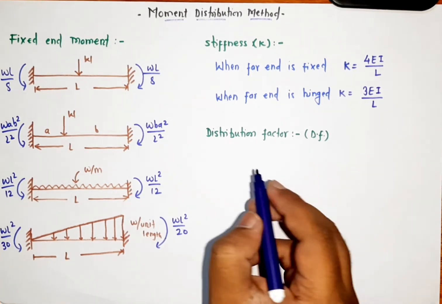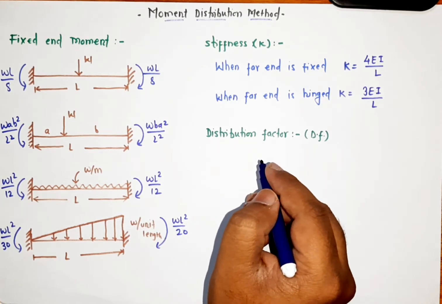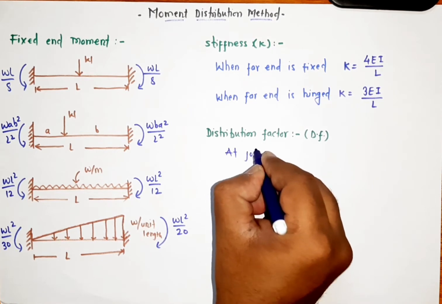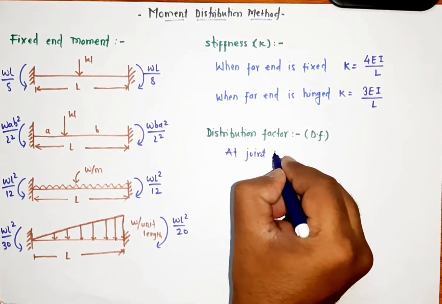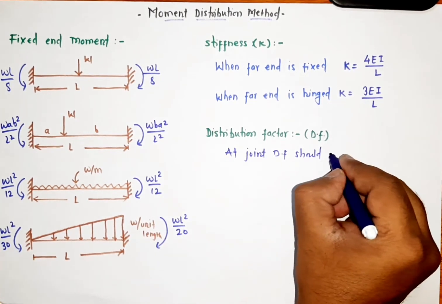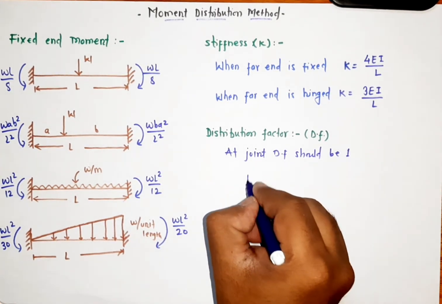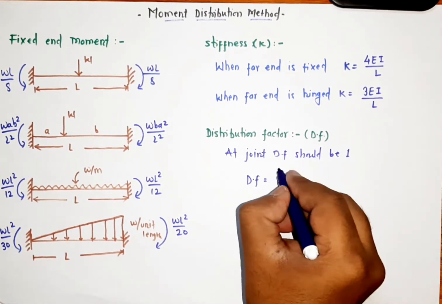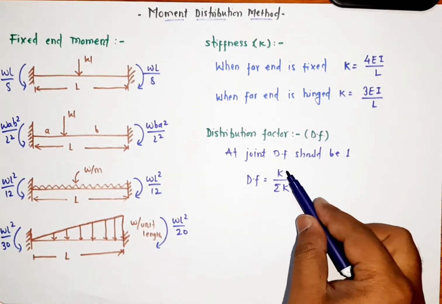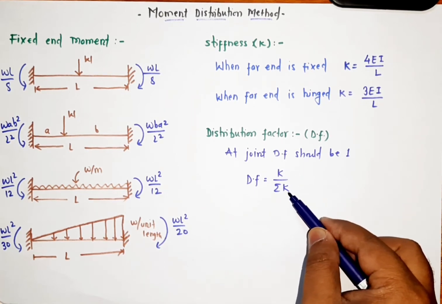There is another concept which is called the distribution factor. A distribution factor is calculated at a joint. And at a joint, the distribution factor should be 1. Always remember that. At a joint, the distribution factor should be 1. The distribution factor can be calculated as K upon summation of K, that is, the stiffness of a particular member divided by the stiffness of the joint.